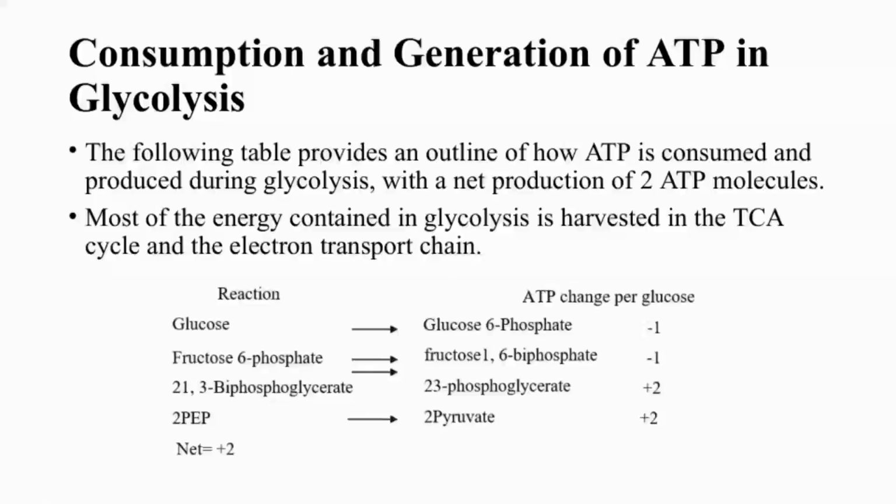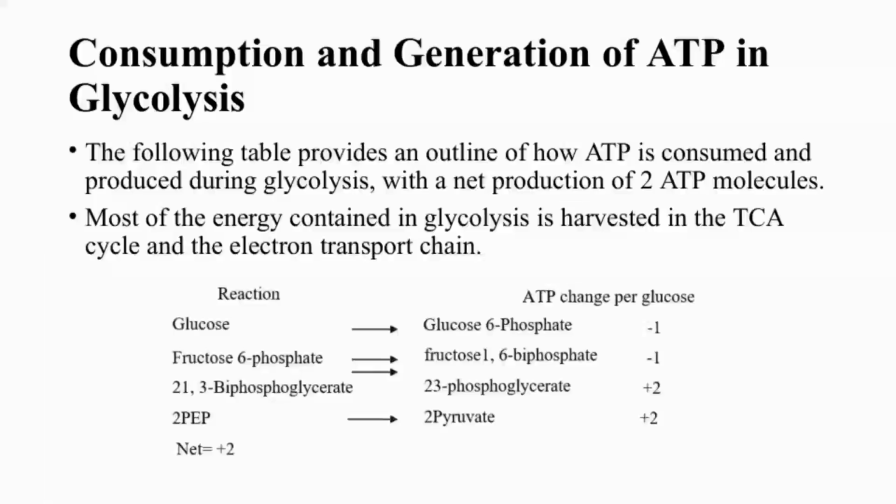Instead, it's harvested later in the TCA cycle and the electron transport chain. These steps are where the real energy payoff happens, allowing our cells to produce the majority of ATP needed for various functions. So this table helps us see the balance, how initial investment in ATP sets the stage for a larger energy return in subsequent stages. It's a key part of understanding how our cells efficiently extract energy from glucose, fitting into the bigger picture of cellular respiration.